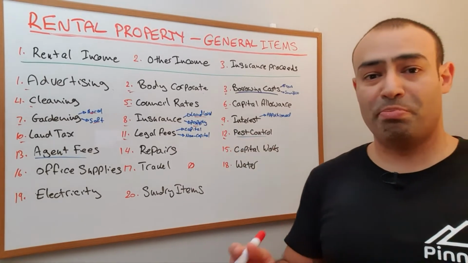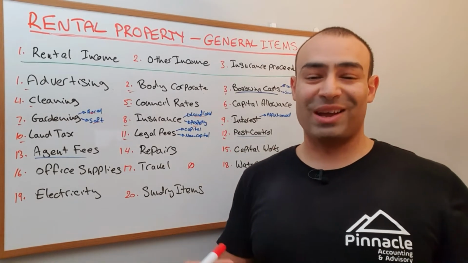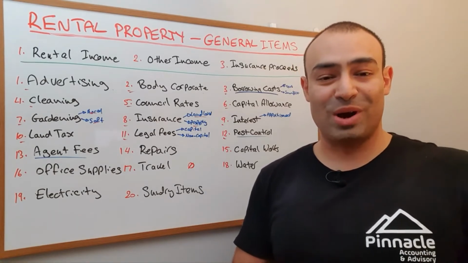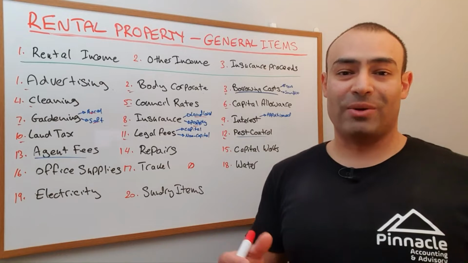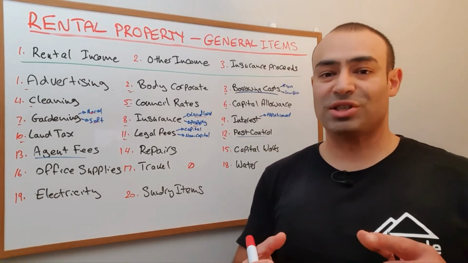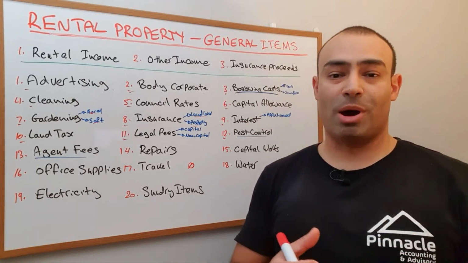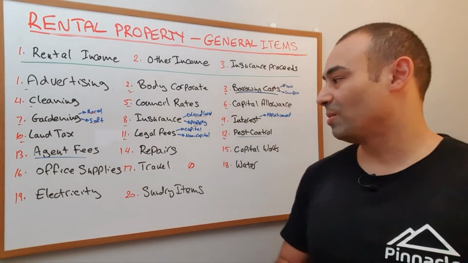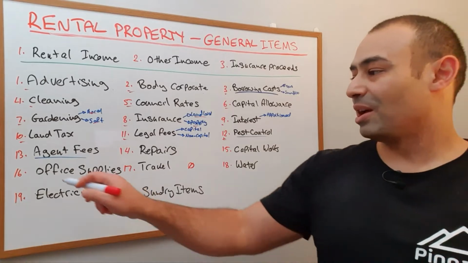Number 12 is pest control, and I'm not talking about your neighbors here. Hopefully you're living next to good neighbors. I'm talking about obviously things like cockroaches, rats, termite protection, that type of thing. That's deductible in the year in which it's incurred.